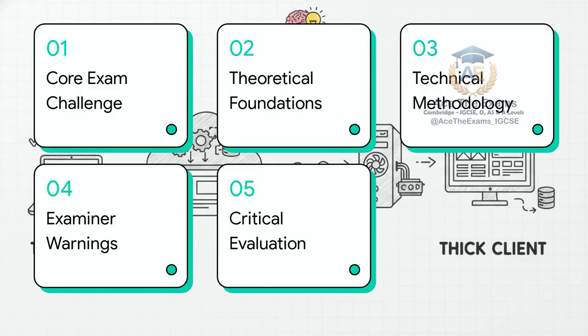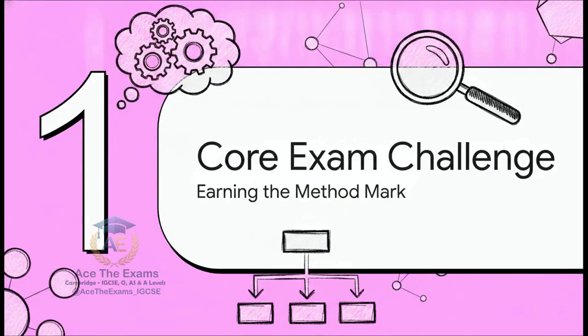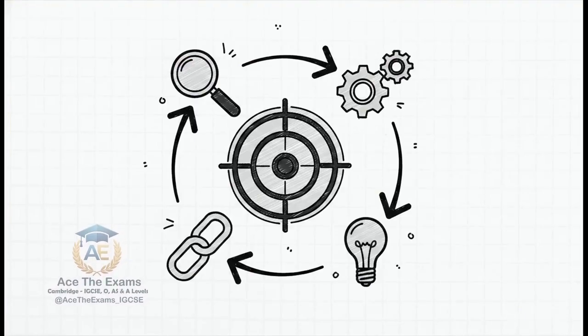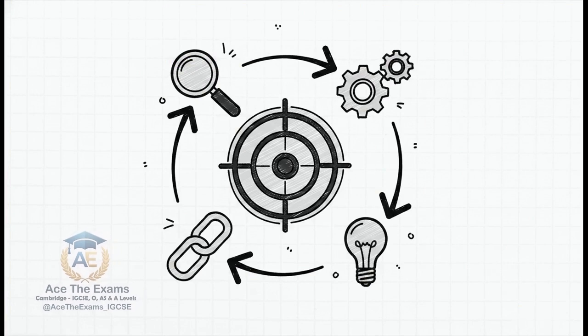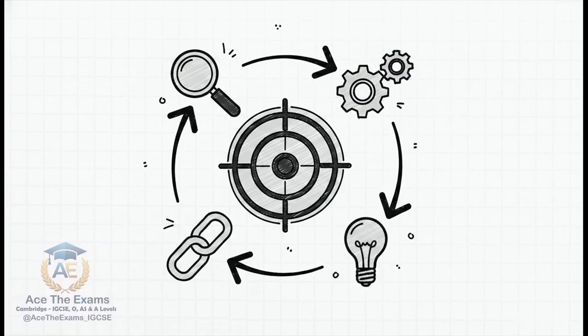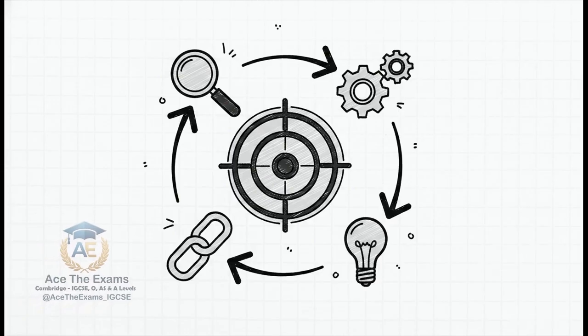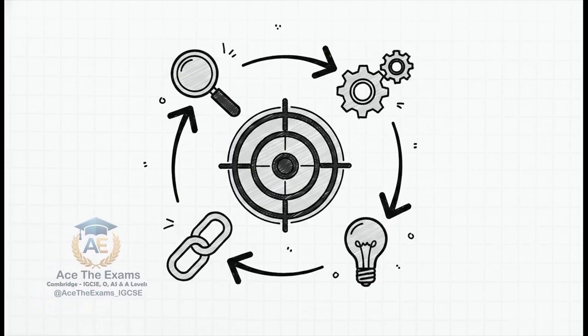Okay, let's dive into Section 1. Section 1, the core exam challenge. Subtitle, Earning the Method Mark. Let's break this down. The biggest secret to absolutely crushing the Cambridge assessment objectives isn't just knowing the right answer, it's explicitly proving how you got there. Examiners are hunting for the process. They desperately want to see the gears turning in your head. The method mark strategy tells us that marks are awarded for the process, prioritizing analytical depth over superficial breadth.